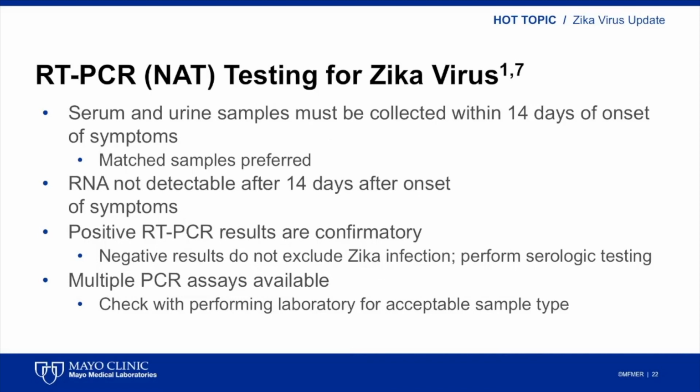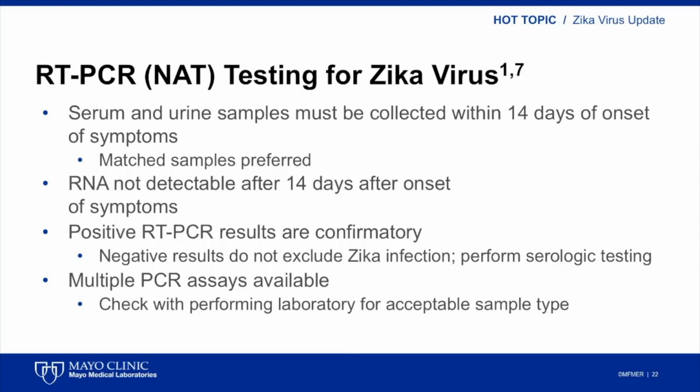Nucleic acid detection by the reverse transcriptase polymerase chain reaction targeting the non-structural protein 5 genomic region is the primary means of definitive diagnosis of Zika. RT-PCR, or NAT testing, for Zika virus is extremely sensitive and specific. However, due to the short period of viremia, serum and urine samples must be collected within 14 days of the onset of symptoms. If possible, urine should always be collected with a patient-matched serum specimen.